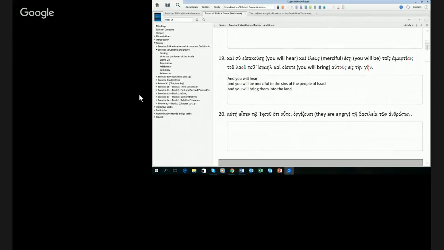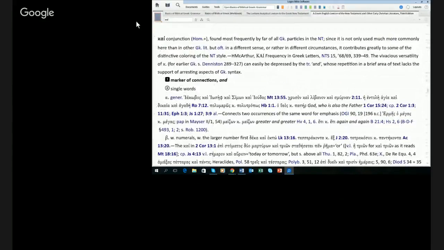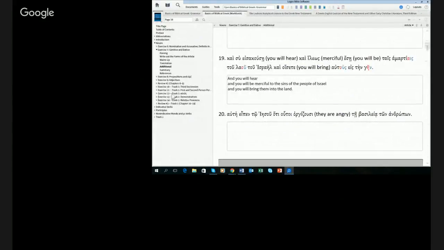All right, so 19. Kai su eis akuse, and you will hear. Kai hileos, meaning merciful, ese, so there's not a single word you've learned in that sentence so far. You will be merciful. Tais hamartiais, we can see alpha, first declension, iota sigma, it's dative plural, and the helping word "to" is definitely going to fit here. You will be merciful. Tais hamartiais, to the sins.